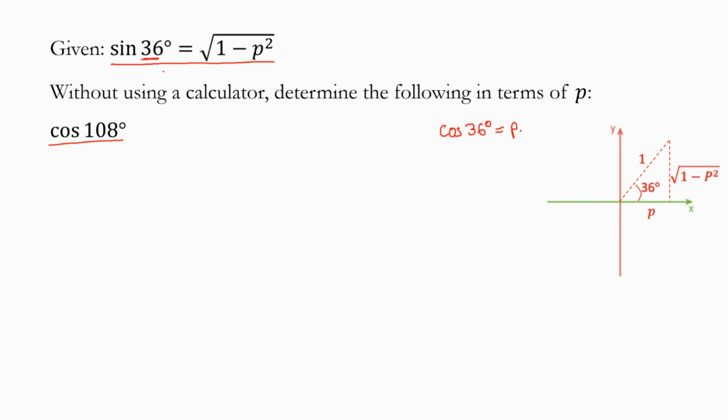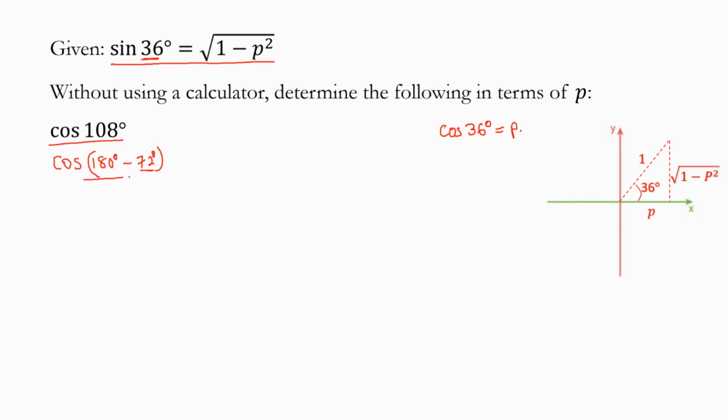But if you check here, this is actually cos of 180 degrees minus 72 degrees. Why 72 degrees? You see that we can get 72 degrees from 36. If we say 36 times 2, we get 72 degrees. So we can use the double angle formula here. So let's reduce this first.